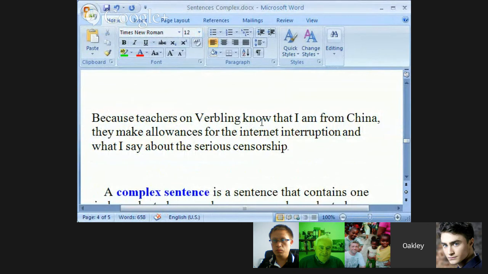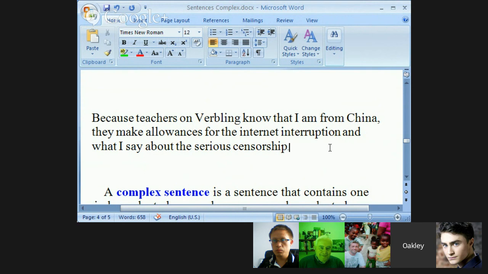Because teachers on Verbling know that I am from China, they make allowances for the internet interruption and what I say about the serious censorship. Okay, clearly this has got to be a subordinator. Teachers on Verbling, that's the whole noun. No, that's the verb. Where is the independent clause here? There's so much going on. Where's your independent clause?